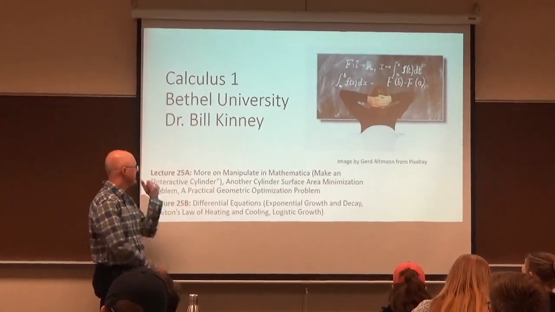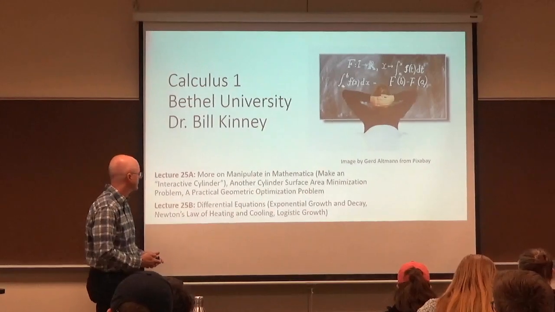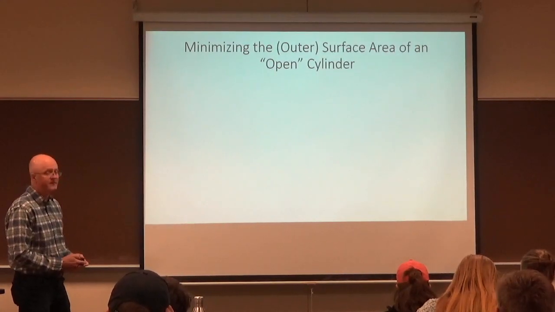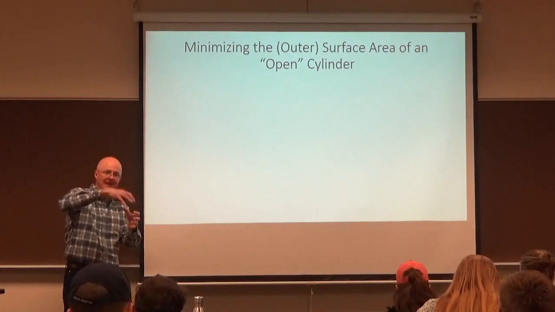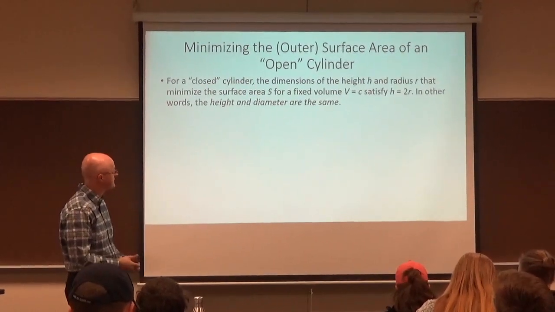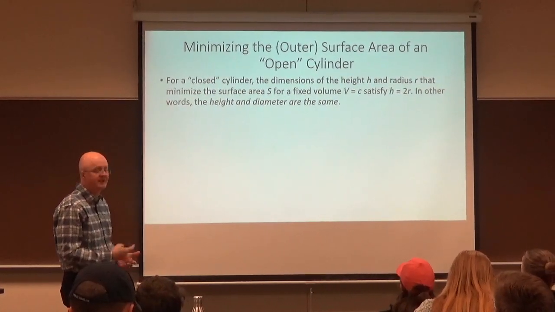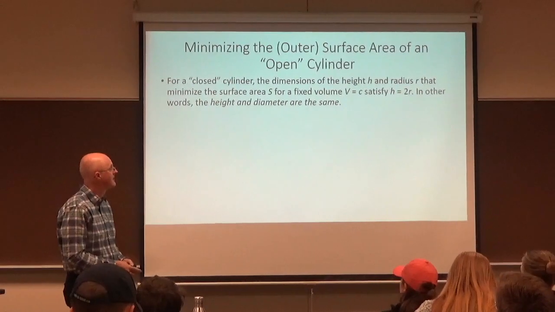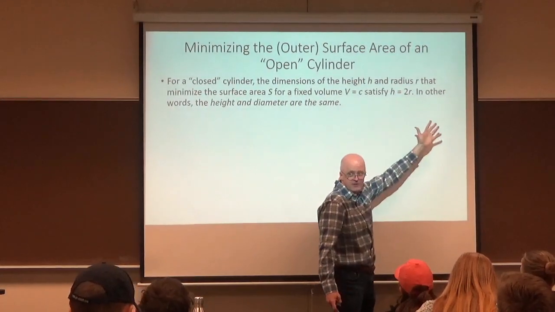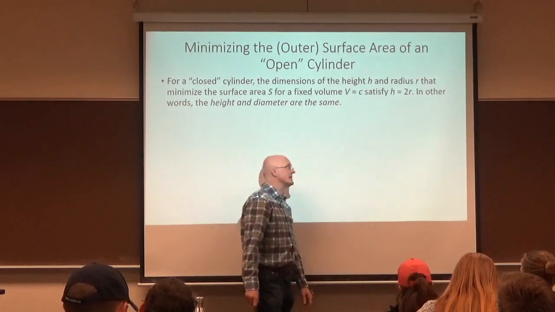So that's more manipulate in Mathematica, making an interactive cylinder. Let's do another cylinder surface area minimization problem. What if the cylinder is open? What if it's a can where the top is open? We saw that if it's a closed cylinder, when the volume is fixed, the height and radius that minimize the surface area are such that the height is double the radius, which means really the height and the diameter are the same. The diameter across the top of the cylinder.